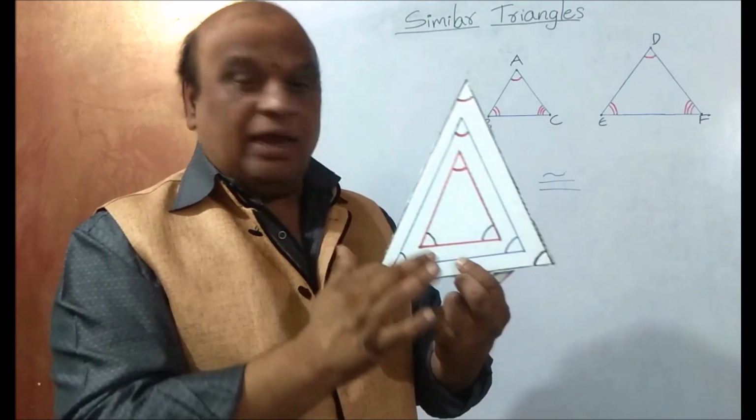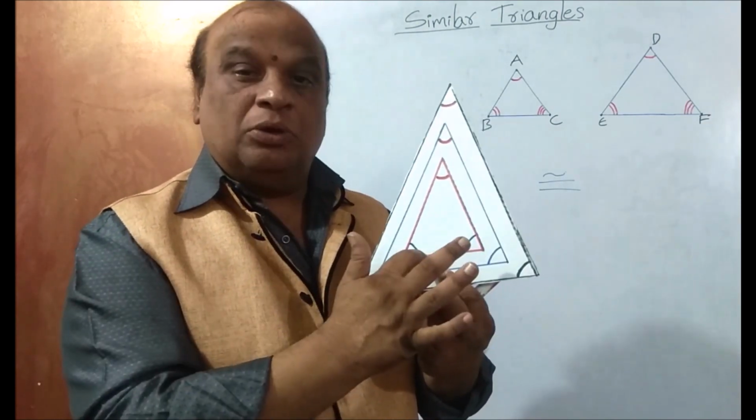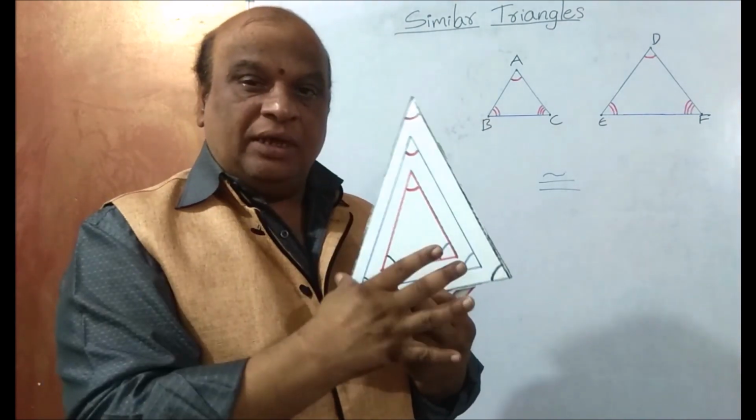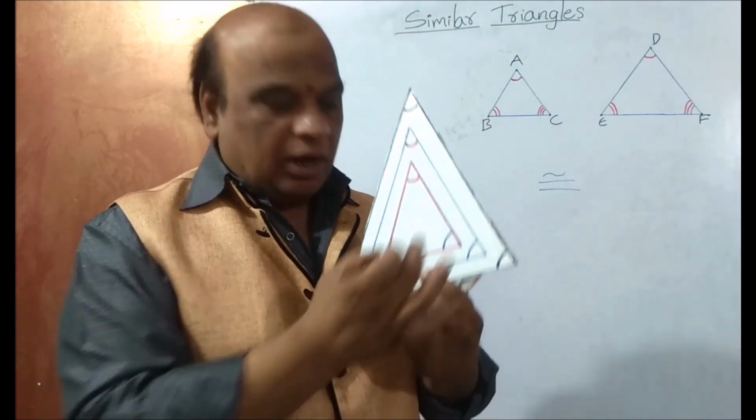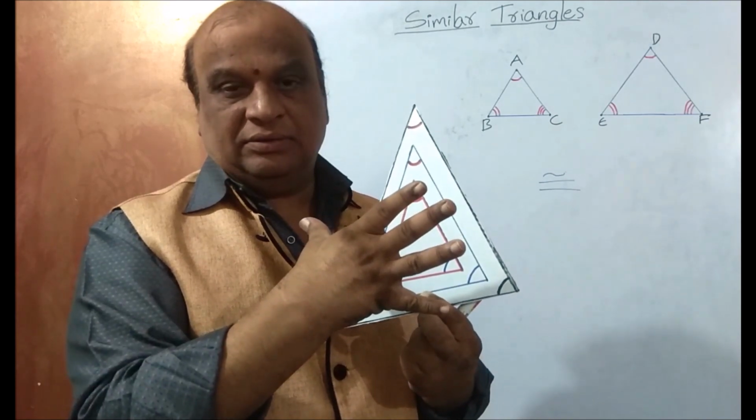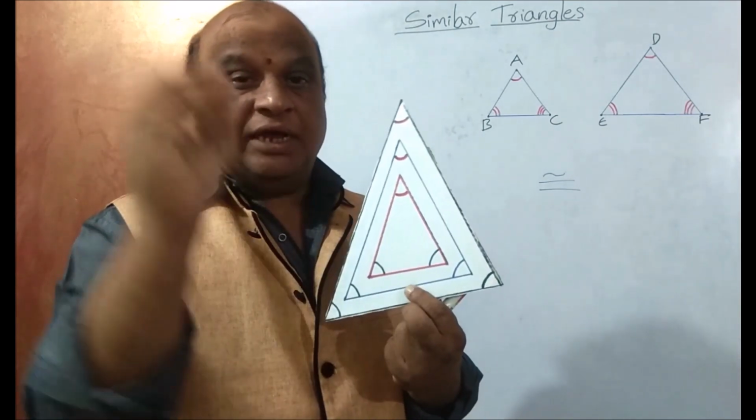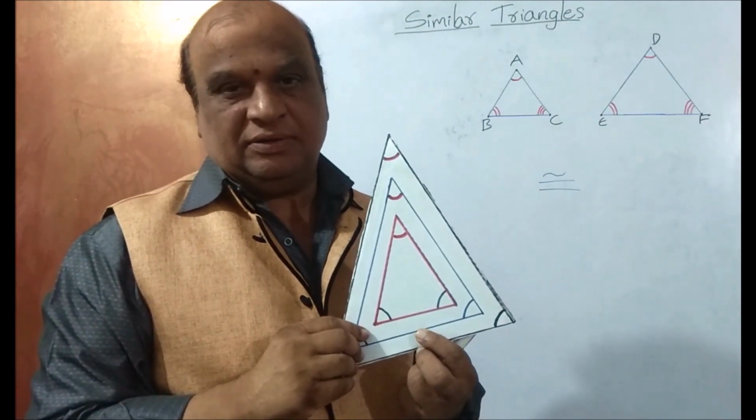And the big triangle and the smaller one also have the same ratio. So enlarging and reducing, or reducing or enlarging, when we are doing this process, the ratio is very important.